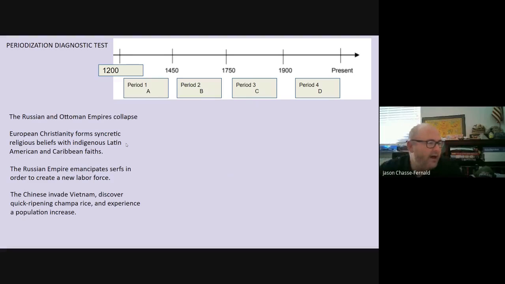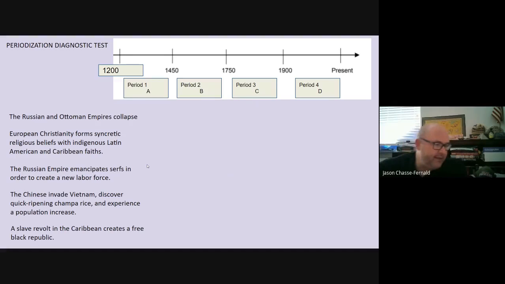Chinese invade Vietnam, discover quick ripening Champa rice, experience population increase. Right, technically, these are tribute state kind of stuff. These are pre-1200 technically. So there you go. A would be the best answer for that.